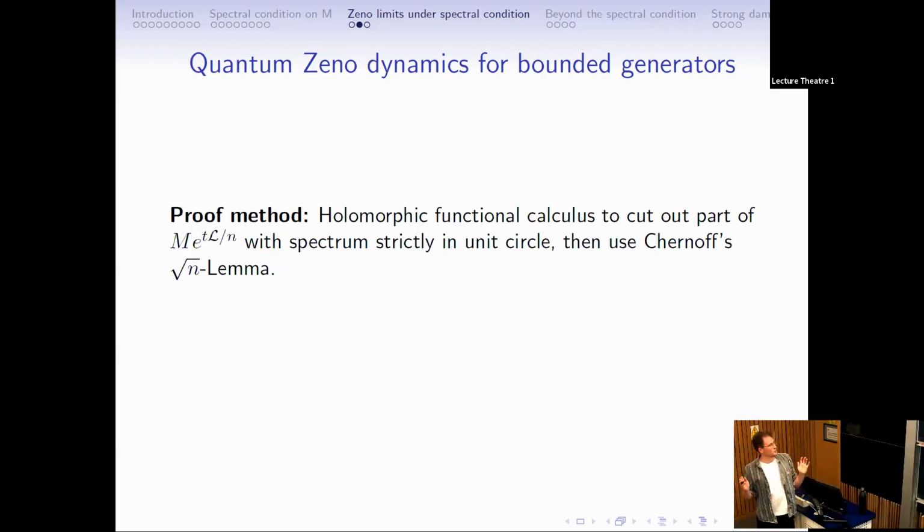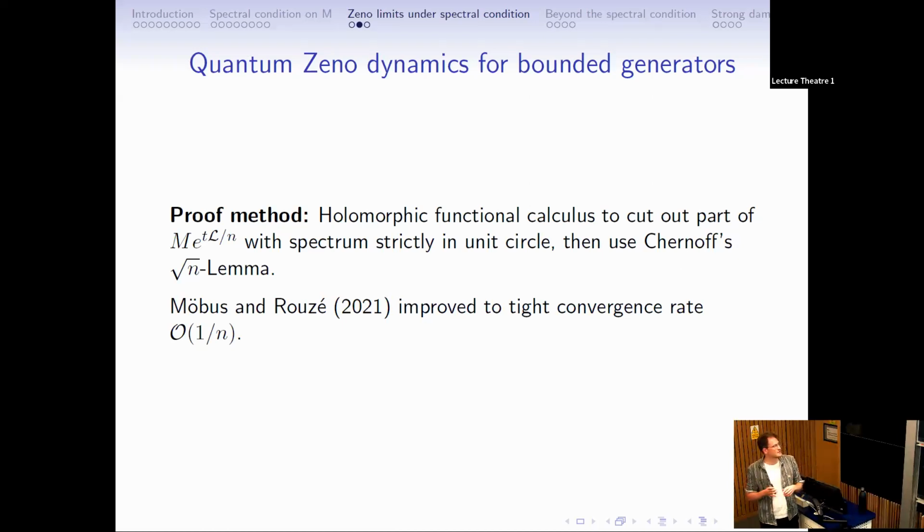As a proof method, I don't really want to go through this, but I want to mention what the techniques are. We again use the holomorphic functional calculus. We're now concerned not just with M, but with this operator product here. And we cut out all the spectrum which belongs strictly within the unit circle. Then with the remaining part, which has spectrum close to 1, we can use Chernoff's square root n lemma. And that's exactly why we get the scaling of the speed of convergence.